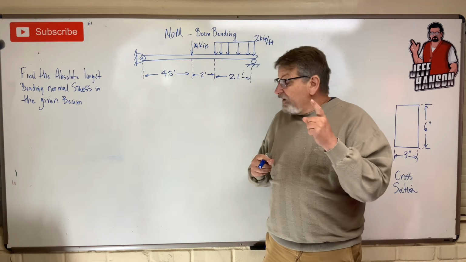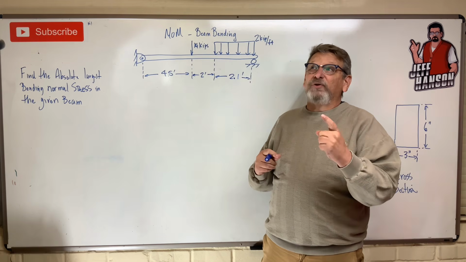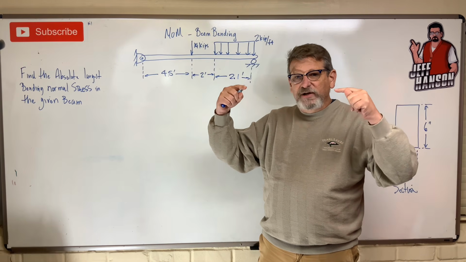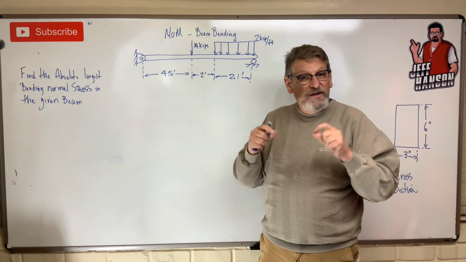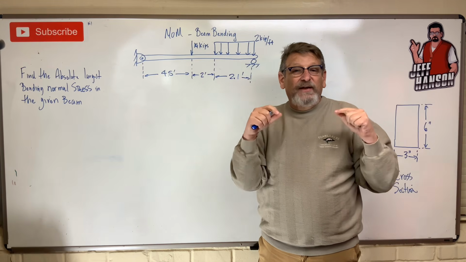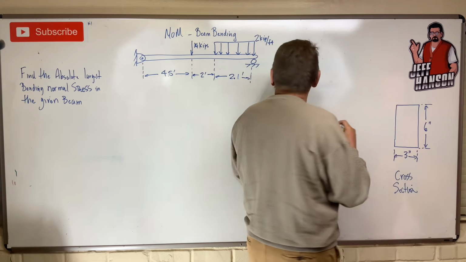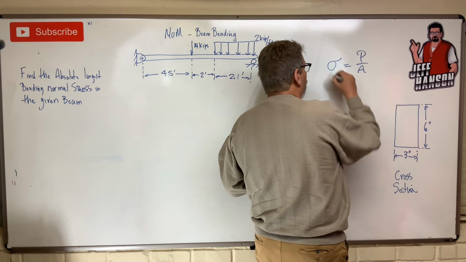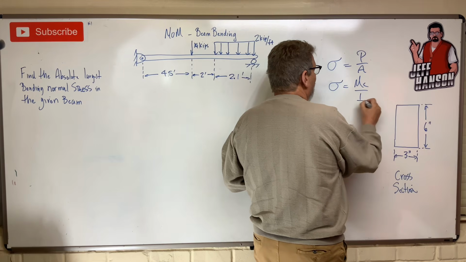Now, how can I have normal stress of the beam? I can either have normal stress from compression or tension, right? Or I can have normal stress due to bending, right? So that's going to be P over A stress for the compression or the tension, and then MC over I, remember that equation. Those are the two that we need to use. Normal stress equals P over A, or normal stress equals MC over I.